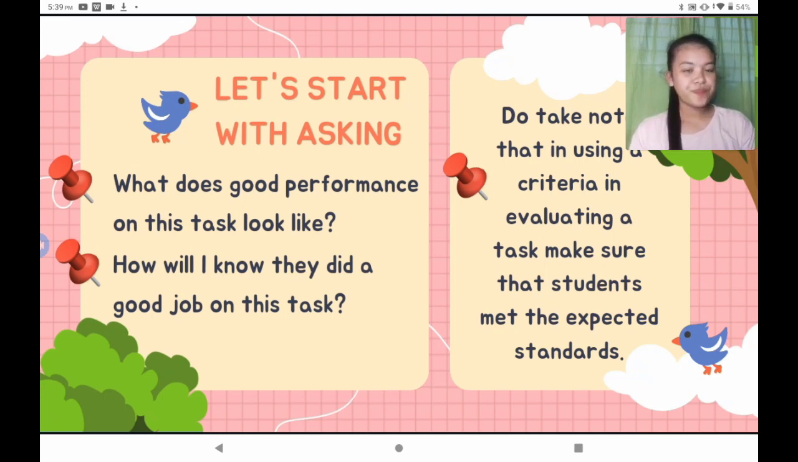So now, do take note that in using a criteria in evaluating a task, make sure that students met the expected standards. So in making criteria in evaluating, we will have to make sure as a future educator or as a teacher in the future nga dapat ang ato ang criteria nga gihimo is ma-attain ang standards or ma-met ang standards sa mga estudyante nga ato ang gihimo para sa ilang mga performances.